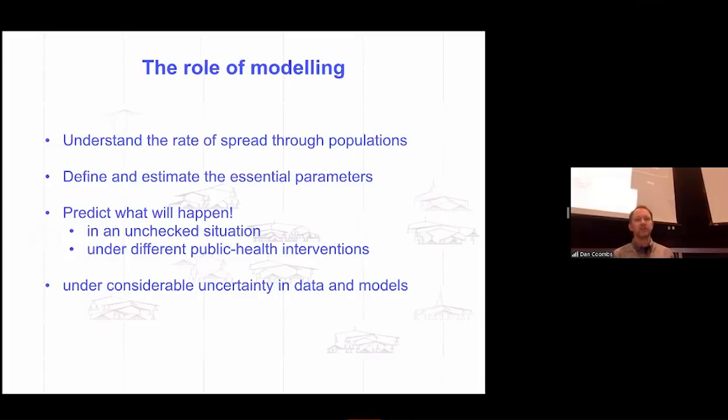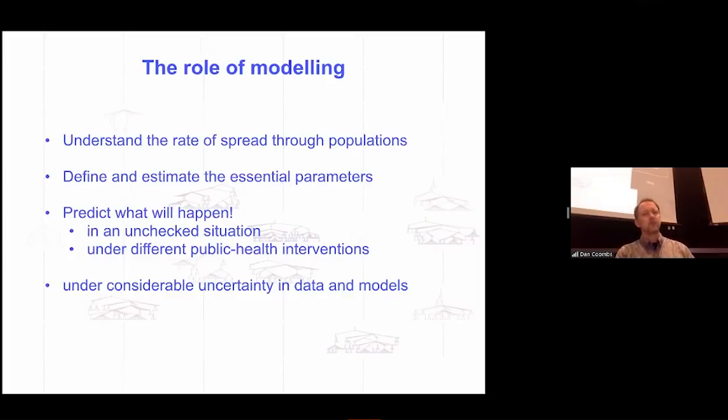Well, we want to understand the rate of spread through populations. We want to find and estimate essential parameters about the spread. And ultimately, right now, we would like to predict what will happen. And you can imagine different scenarios. So what happens if we do nothing? Or what happens if we have social distancing? What happens if we close the schools and so on?